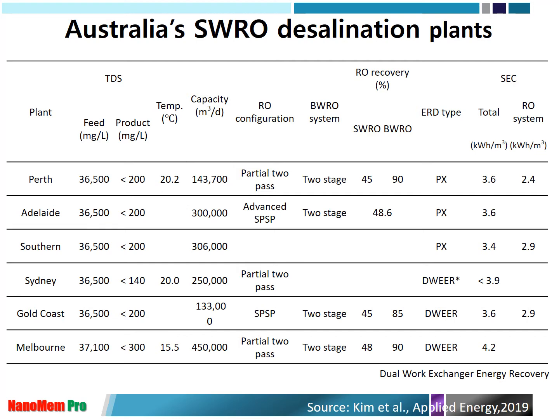If I summarize all 6 desalination plants, you can see how the plants differ. Most of the seawater quality in terms of total dissolved solids is very similar, 36,000 milligrams per liter. The product water, which is drinking water quality, they want to produce at less than 200 milligrams per liter. The temperature is 20 to 25 degrees, capacity 150 to a maximum of 450 thousand cubic meters per day, and they utilize RO configurations: partial two pass, advanced split pass, partial two pass, then split pass, single pass, and then partial two pass.